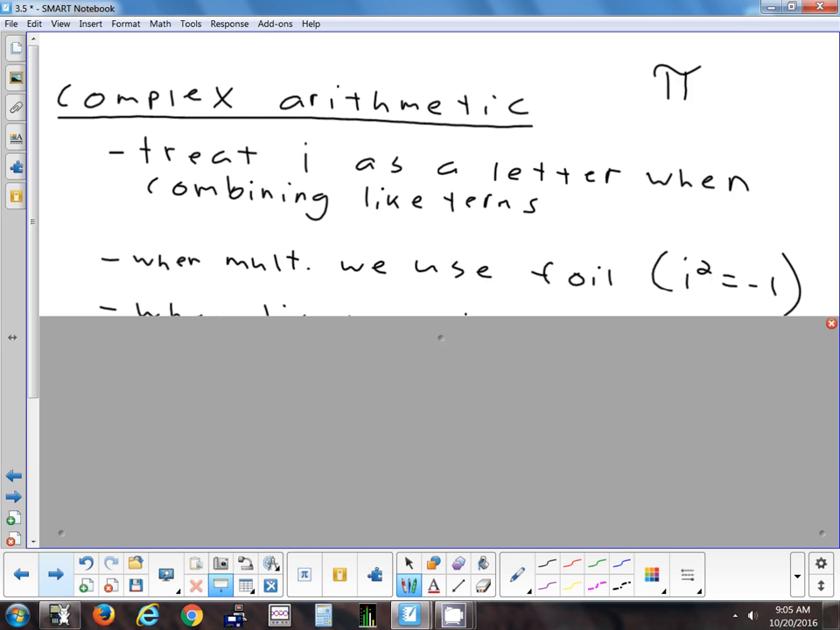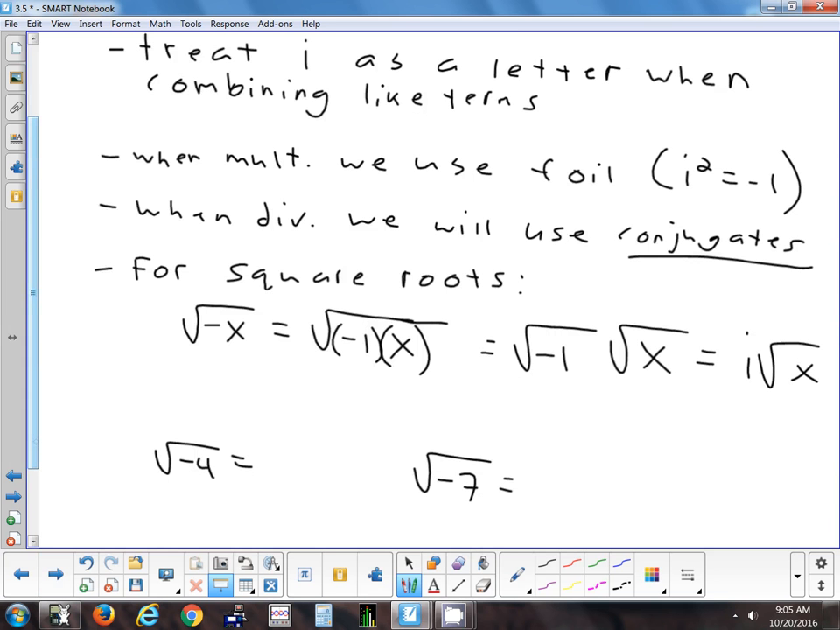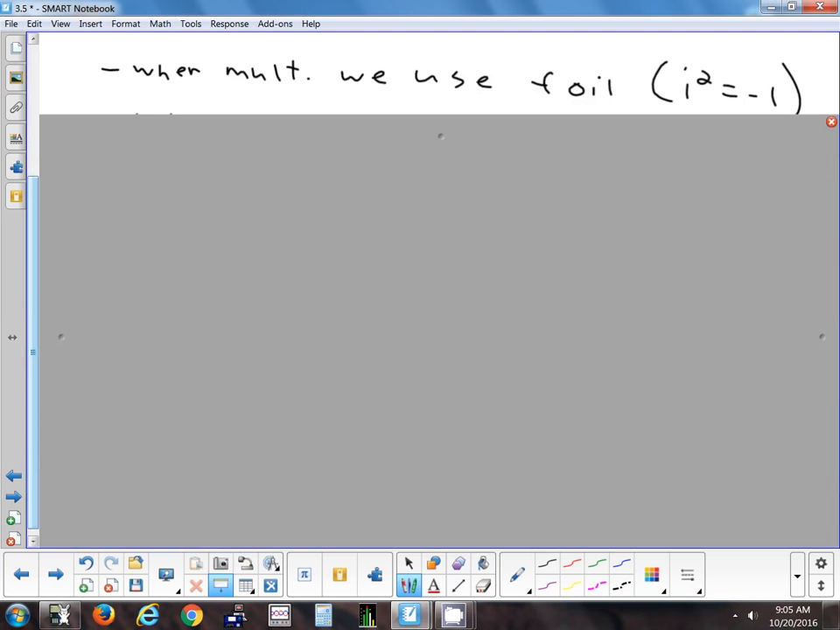What if you have the negative root of different numbers? Like if i is only equal to the root of -1, what if you have different numbers, like something like the square root of -7? Yeah, we'll get to that. That's a good question, though. That's why I'm going to teach it.